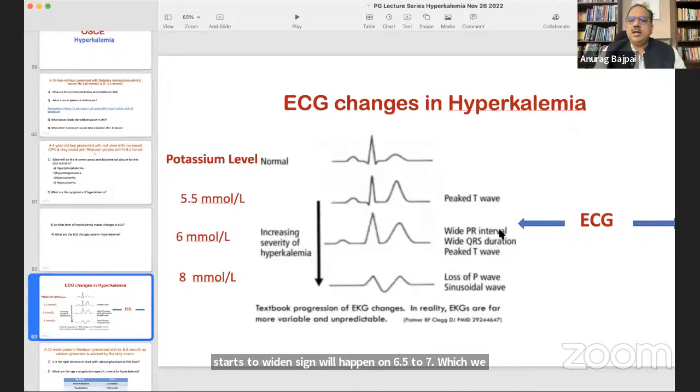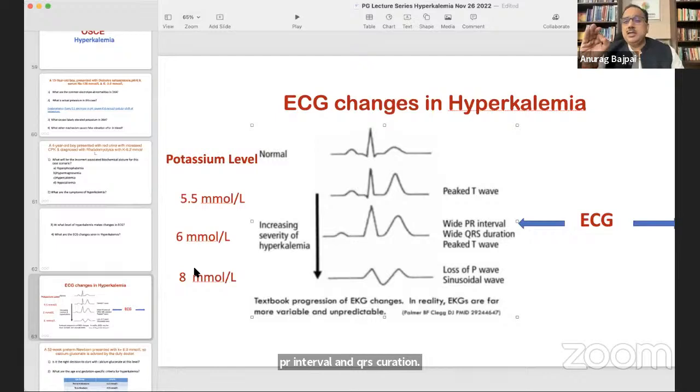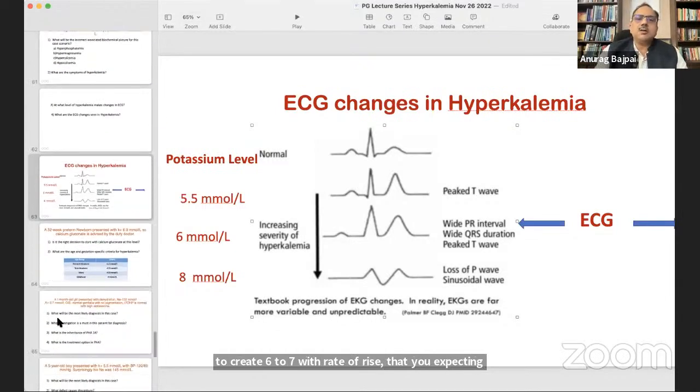So if we summarize, and this is what we discussed earlier, depending upon the levels, you will have the peaked T wave. At 6, you will have widening of PR interval and QRS duration, and then you will have a sinusoidal wave around 8, which will be a very terminal thing. Remember, the key figures: anything above 7, you have to treat. 6 to 7, with the rate of rise that you're expecting, you will need to treat again.